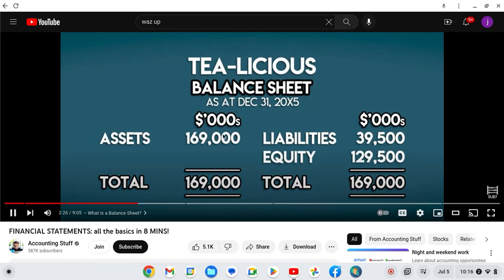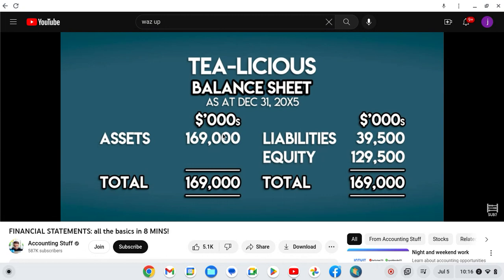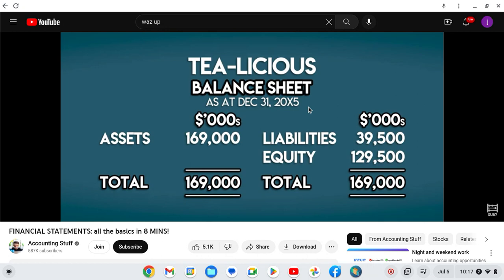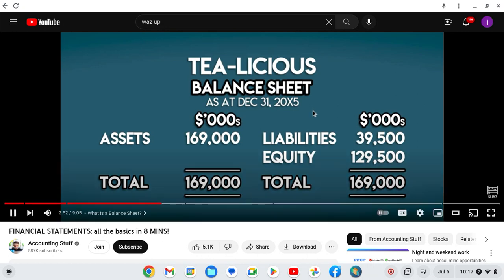Total assets come to $169 million, and total liabilities and equity also come to $169 million. So the balance sheet is in balance, which is fantastic news because a balance sheet always has to balance.